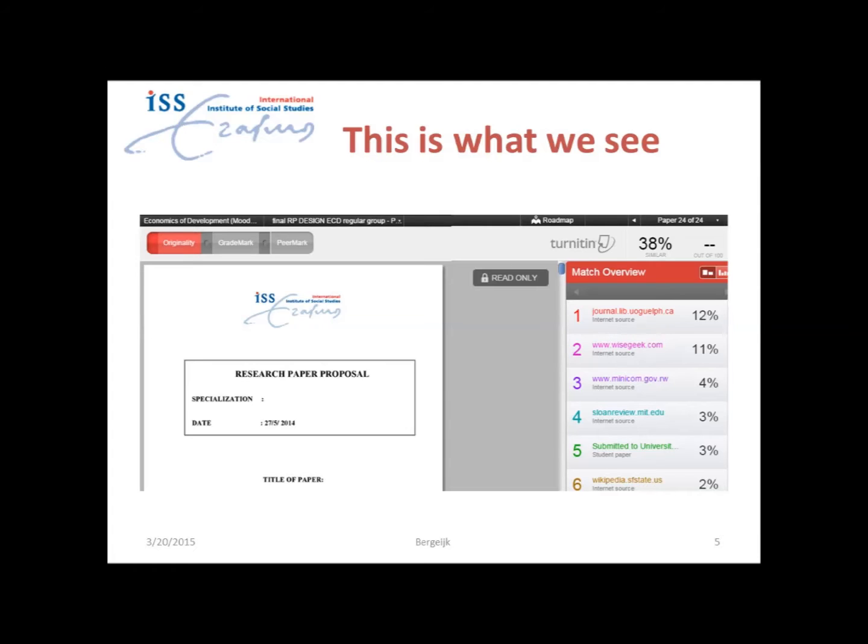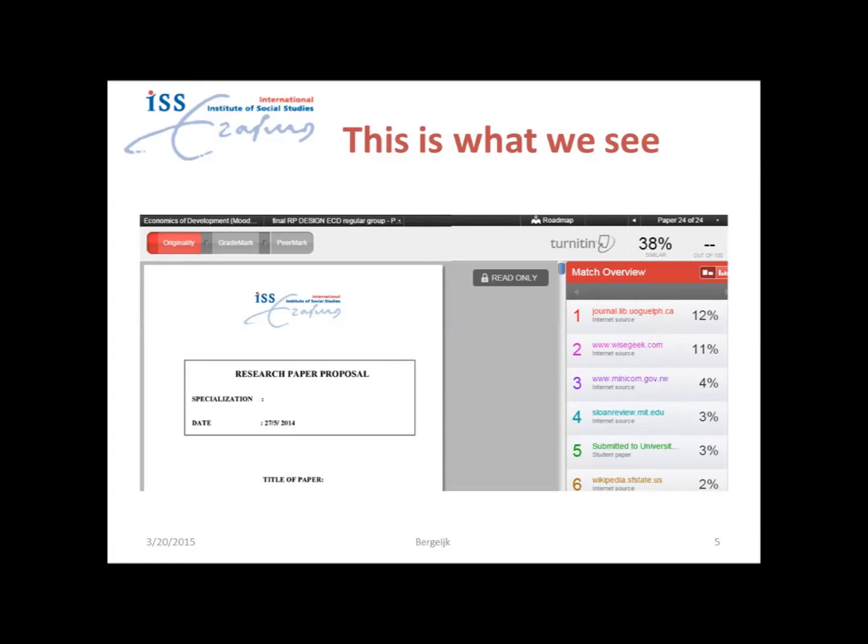Because that's the first thing the Turnitin tests. You can see we have all the sources from which it is being quoted. So this is from a university, this is from an internet source, this is also an internet source, and this is from Wikipedia. Simply copy-pasted from Wikipedia, right? Okay, so that's what we see.